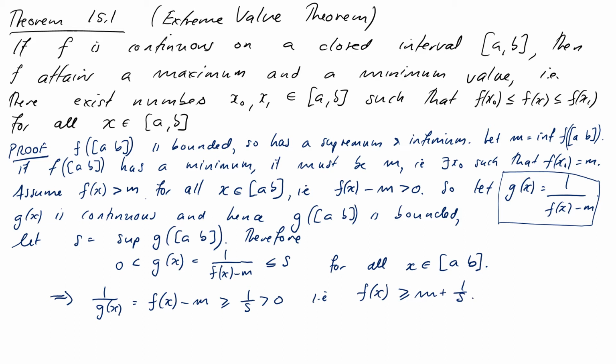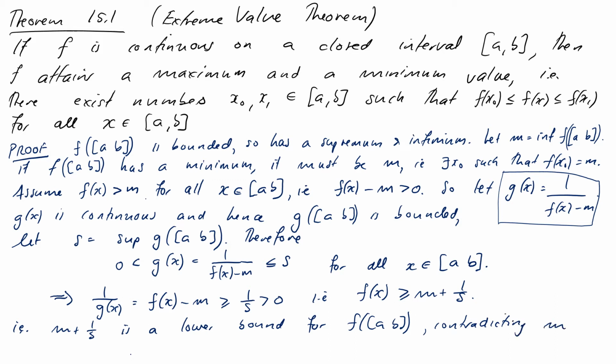Now here's the trick. This makes m plus 1 over S a lower bound, but m is supposed to be the infimum, which is the greatest lower bound. And there is our contradiction, i.e. m plus 1 over S is a lower bound for f of x, or for f of [a,b] if you like, contradicting m being the infimum.